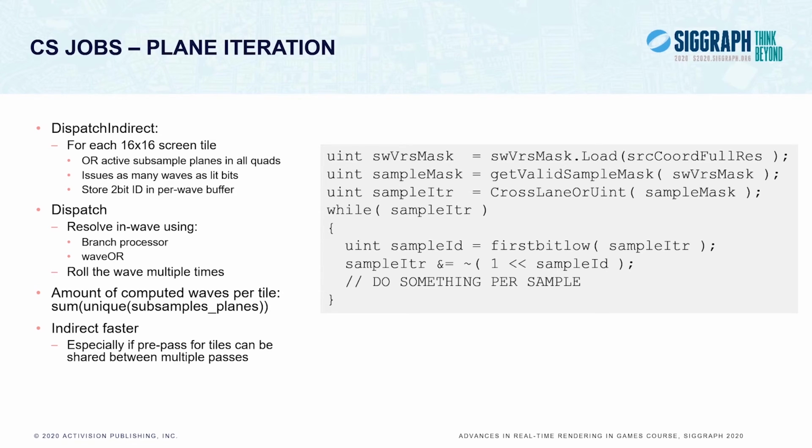In testing, we found out that long waves that roll can sometimes stall the pipeline if there is high divergence in iteration count. Considering that we have multiple compute jobs that share the same tile prepass, we decided to focus purely on the indirect path approach.